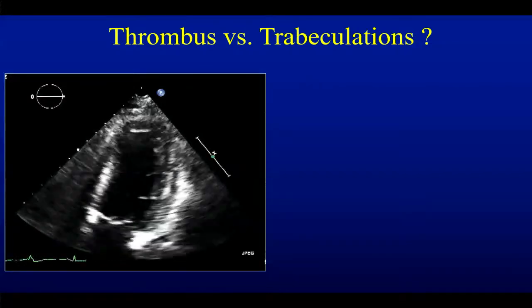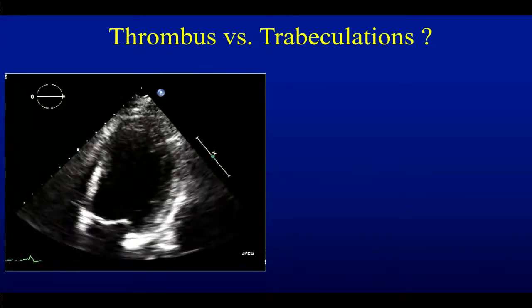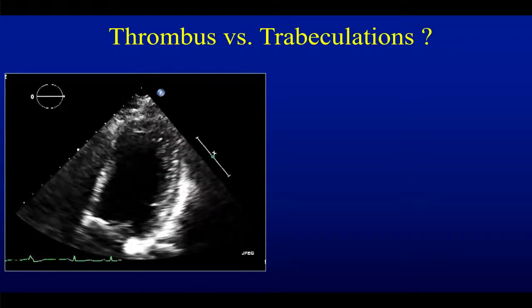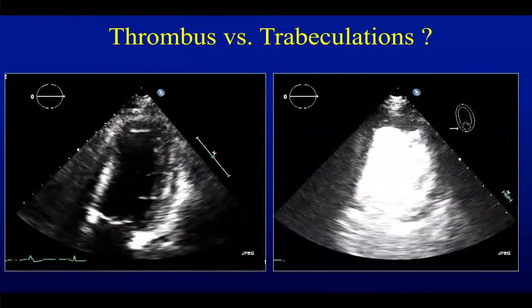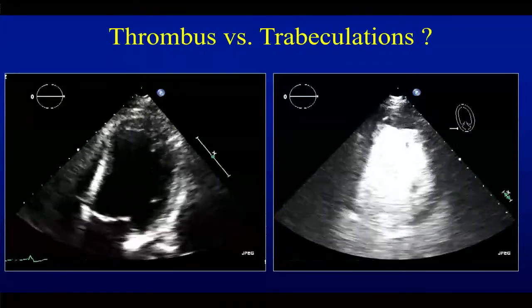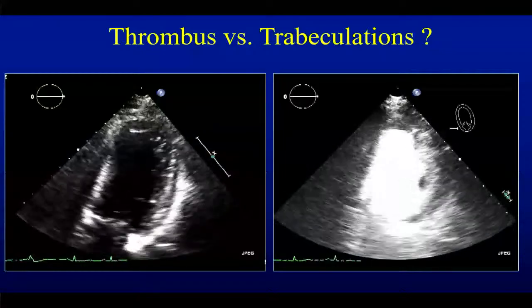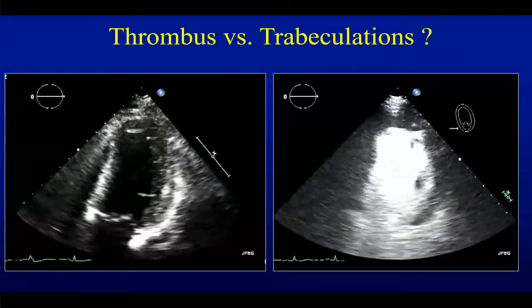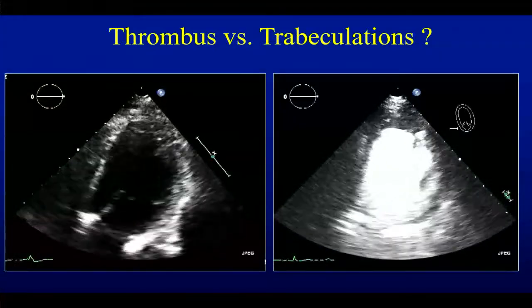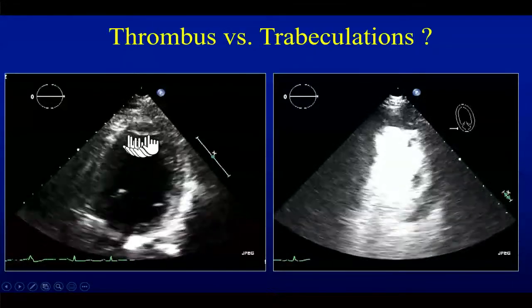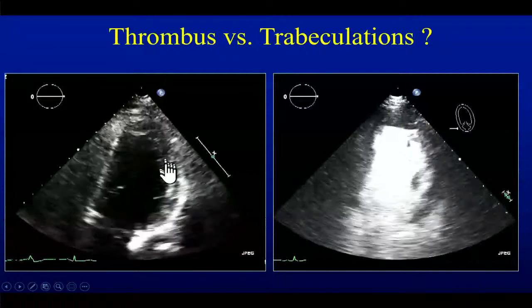How about this? Trabeculation versus thrombus. Most likely trabeculation, I would say, right? Thrombus. But it's interesting, the thrombus is not where you're seeing these spikes of the trabeculations, right? It's what's behind the scene, the one that is right here, as opposed to the ones right here.